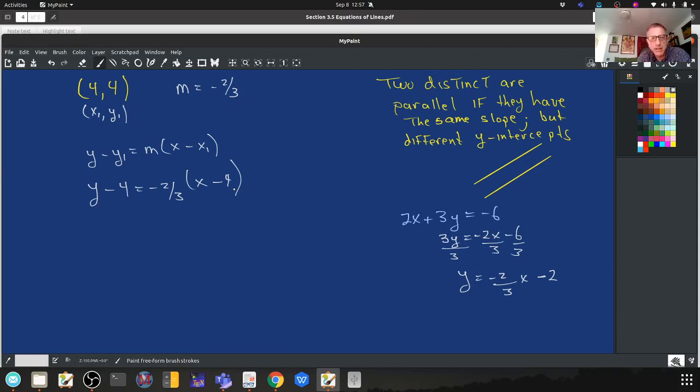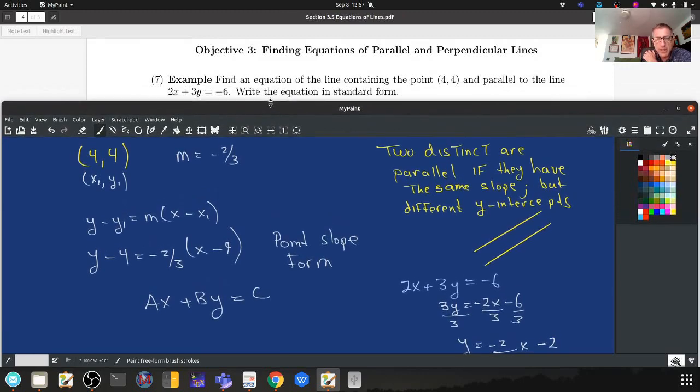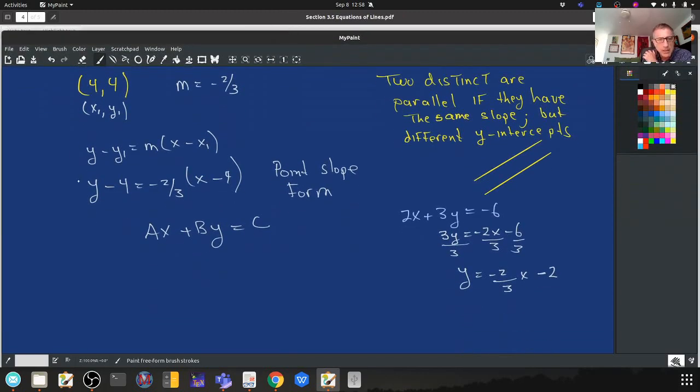So we want to write the equation in standard form. There is one more thing to do. This is point slope form, that's the easiest. So we have to convert this to the form ax plus by is equal to c. We're not quite ready because the question asks us to write the equation in standard form. That's okay.